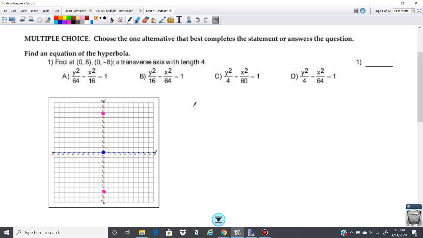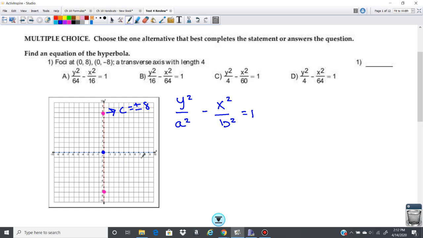So that tells us that we're doing the equation y squared over a squared minus x squared over b squared equals 1. Then we can also find our a and our b. The foci are c. So this point here, that's your c. Your c is 8 and -8.